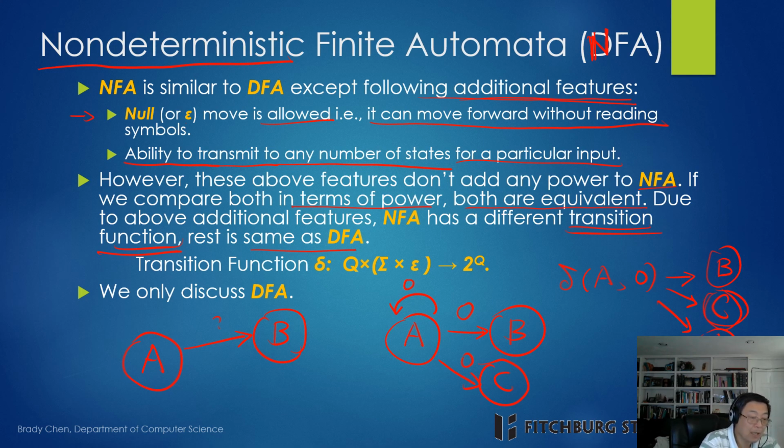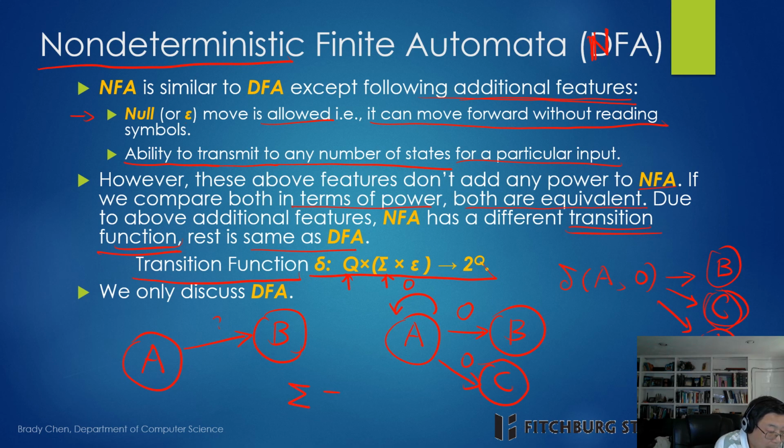For the DFA, the transition function uniquely defines what the next state is. But in the non-deterministic finite automata, the transition function can be written as this. So we have a current state and input character. The input characters come from the set of symbols.